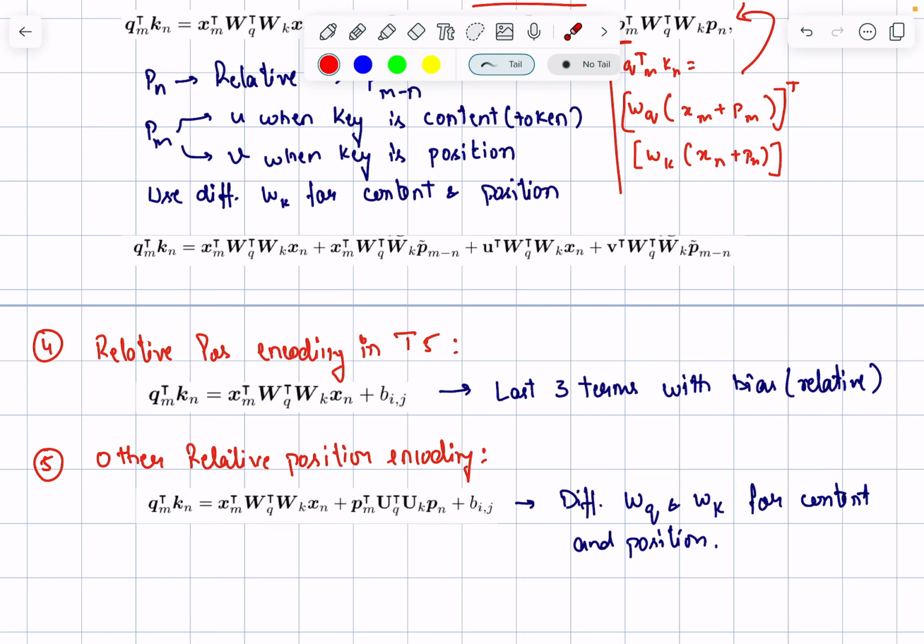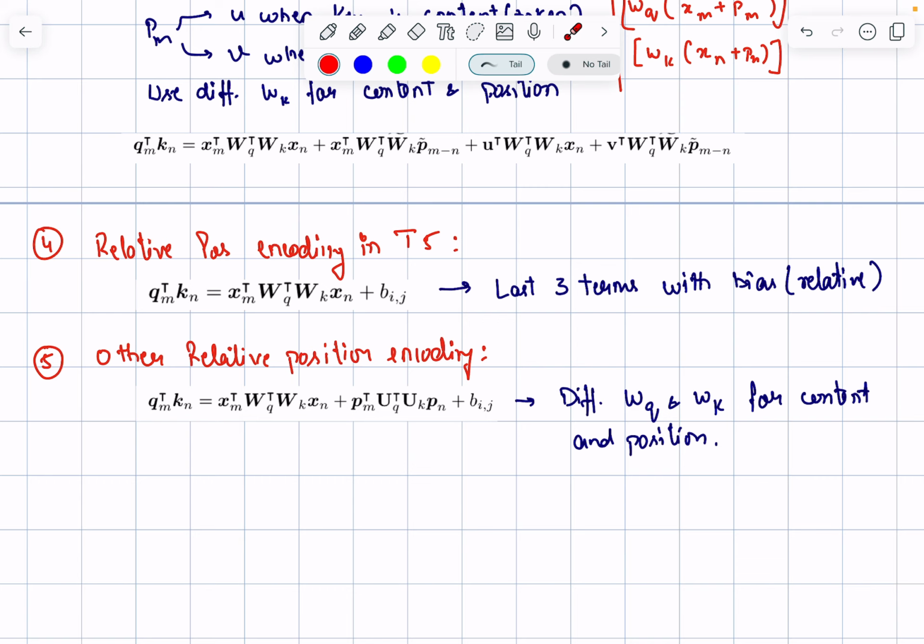Okay, and in another relative position encoding, what they did is that they said you keep this also, but replace the middle two terms with the attention between pm and the positions of the query m and the key n, and use different weights than you used to get the computation for content xm and xn.